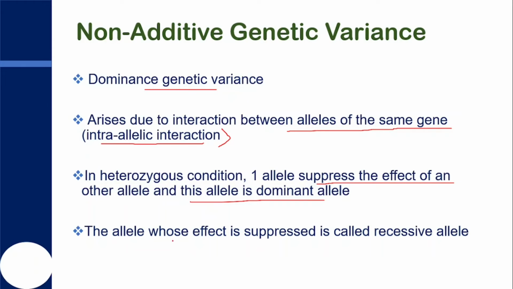The allele whose effect is suppressed is called the recessive allele, and this principle is known as dominance. So in the heterozygous condition, one allele suppresses the effect of another allele. That allele is known as the dominant allele, and the allele whose effect is suppressed by the dominant allele is known as the recessive allele. This principle is known as dominance, and the variation which is caused by the dominance gene action is known as dominance genetic variance.